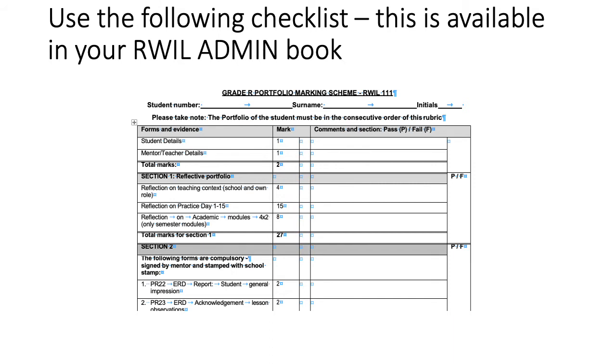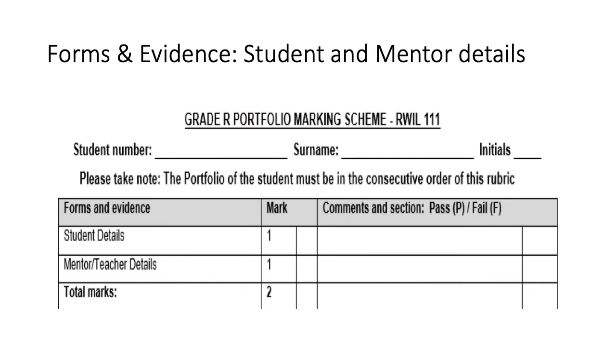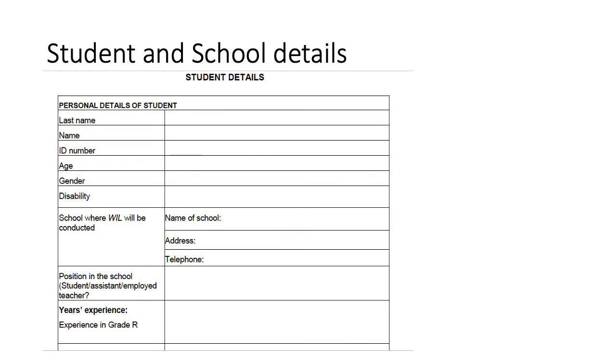So as you putting your portfolio together, look at that checklist and tick off so you make sure that you do not leave anything out. Also make sure in section 1, where you need to put the school stamp on those forms, ensure that the school stamp is there so you don't lose marks. And then your mentor details. Remember, you need to put in your student number, your surname, your initials, and please take note of the rubric.